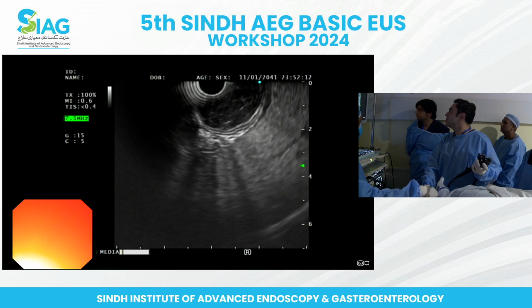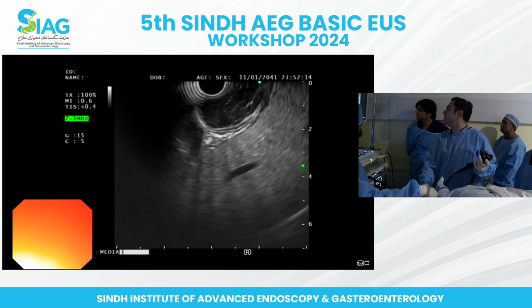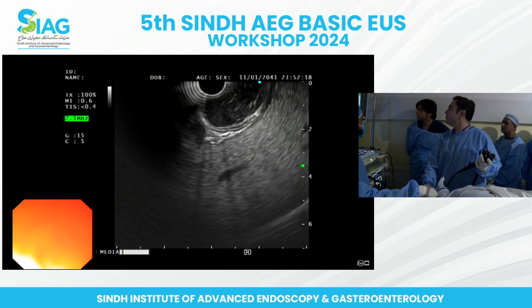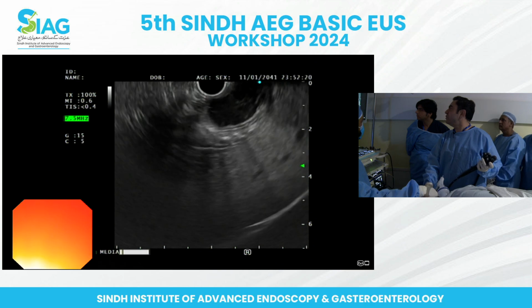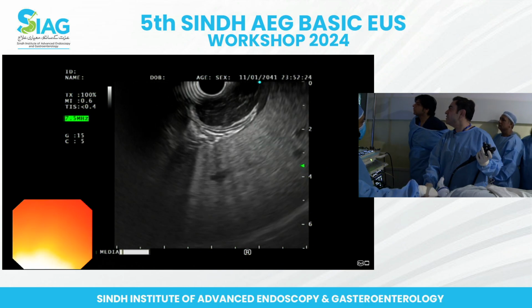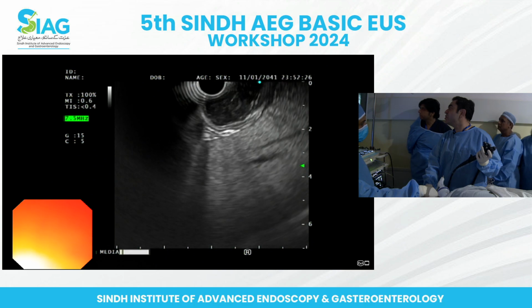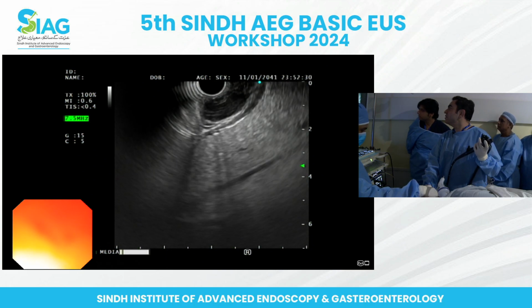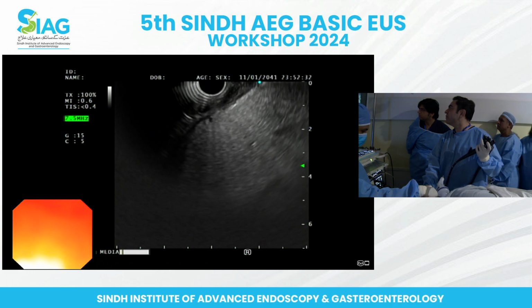This thickening seems to be quite superficial, not deep at all. You can see both the muscle layers very clearly. Actually, you can see even the submucosal layer. It seems to be not broken, so it seems to be very superficial.